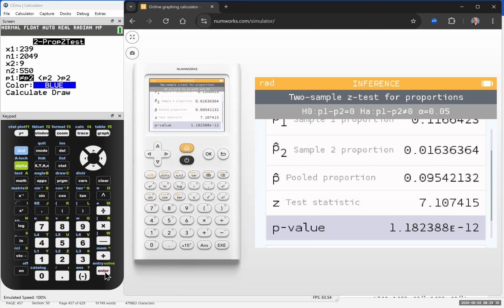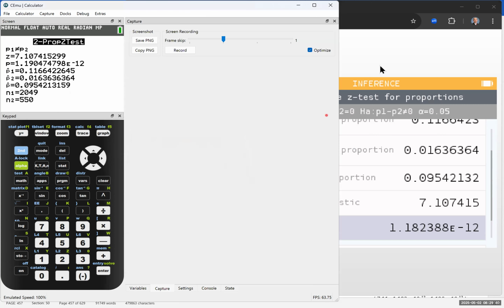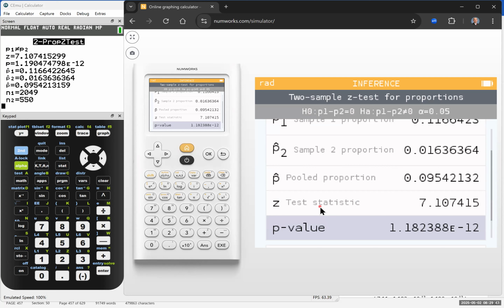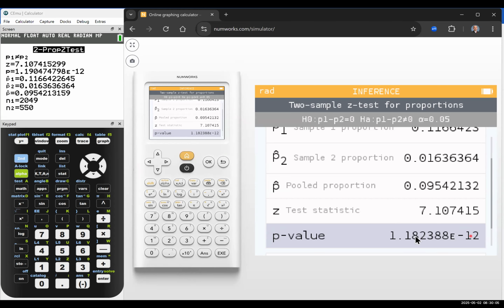And let's come over here to the Texas Instruments and calculate that. What's interesting is that the NumWorks test statistic and the Texas Instruments test statistic are the same, but the p-values are a little different. Can't really explain that, but anyway, let's go ahead and write those down. It's not going to make a difference because these p-values are ridiculously small, right? This e minus 12 means it's 10 to the minus 12. So that's a really, really small area.